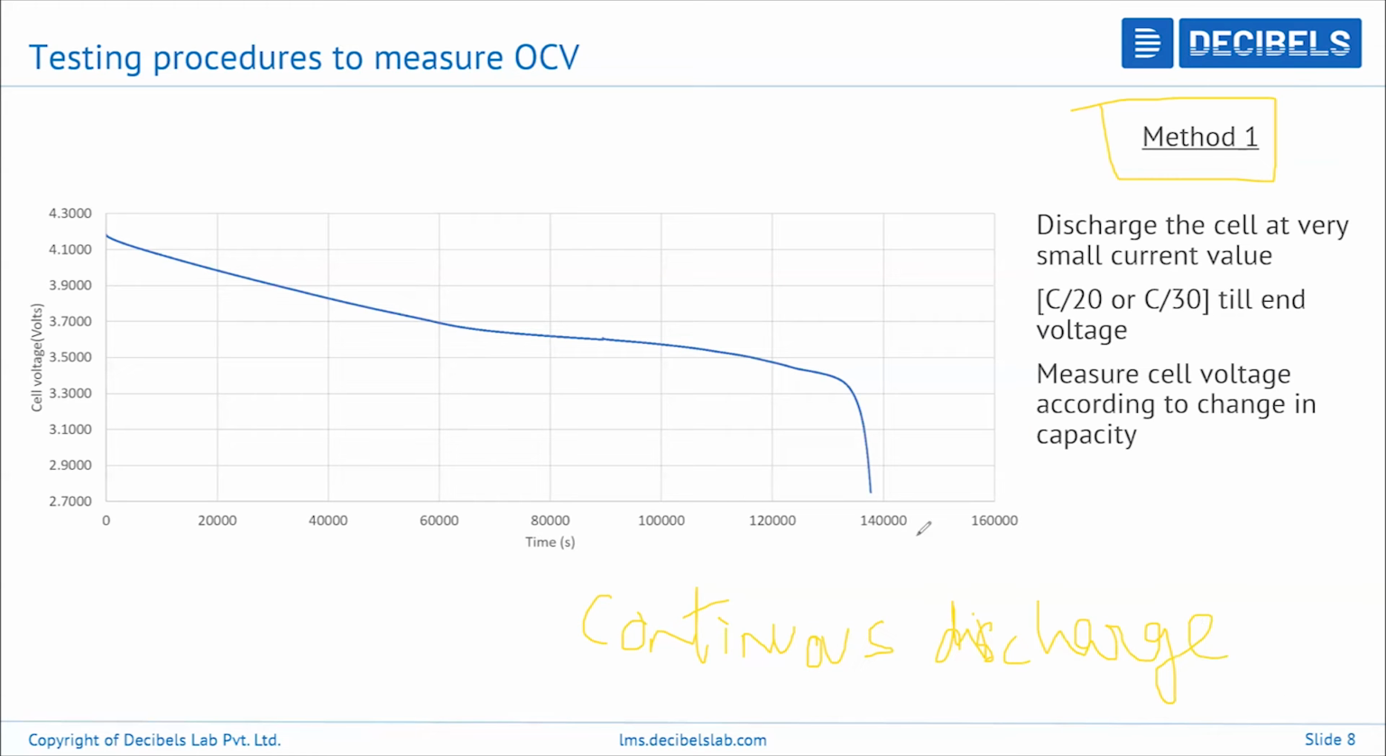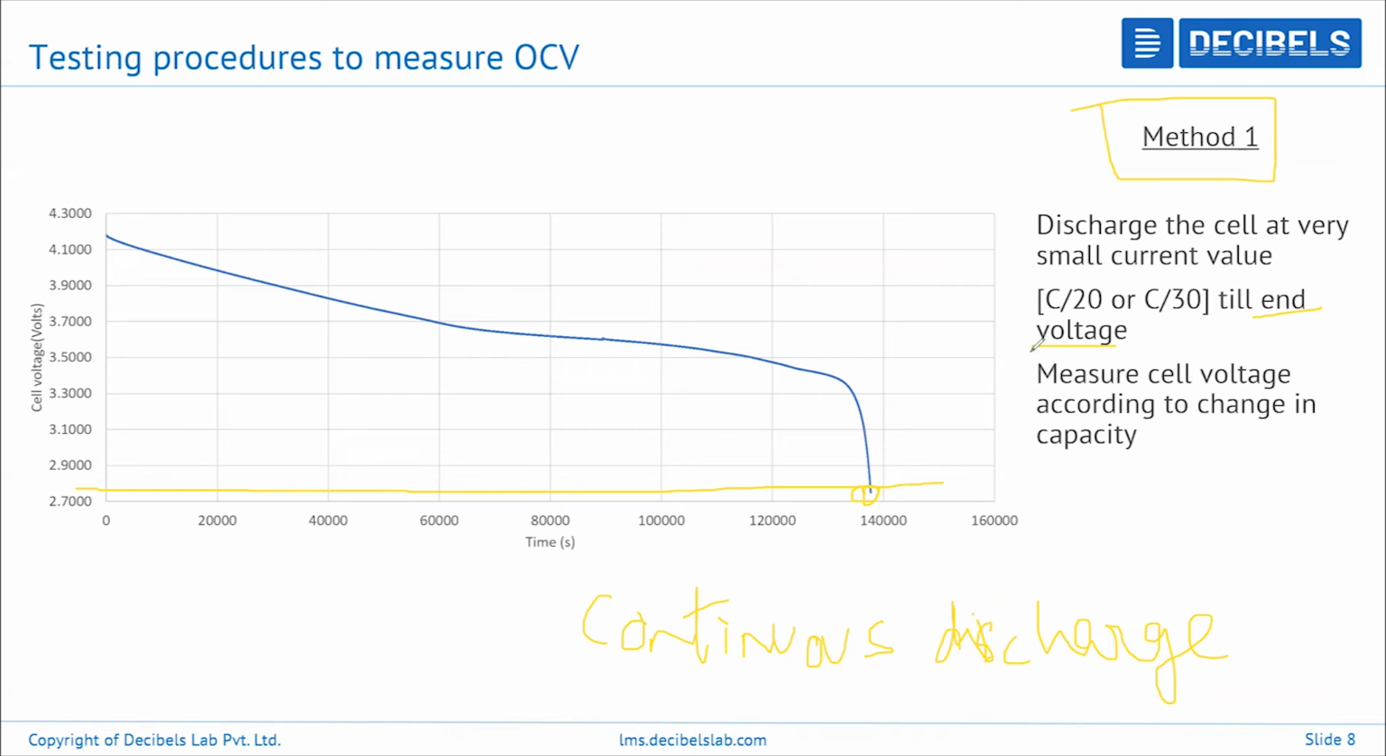Continuous discharge is pretty much self-explanatory. It means that the cell is being discharged constantly and continuously at the same current, or basically at the same C rate, at the same temperature, till it achieves the end voltage. If I just mark it, this value over here is the end voltage. It's also called the terminal voltage, the point at which there will be no further discharge. At this point, all operations will be stopped and the termination of the load will happen.